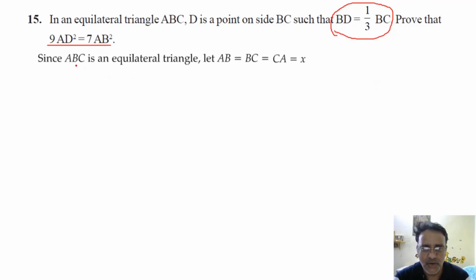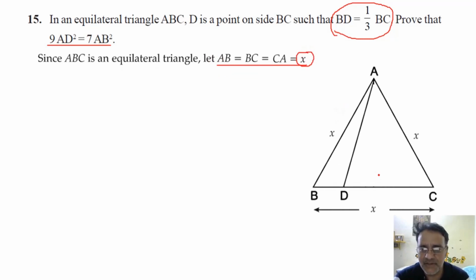So we know that in an equilateral triangle all the 3 sides are equal. So all 3 sides we are going to take x. Okay. So this is the rough figure, x, x, x, and D is the point such that BD is 1/3 of BC. And we took all 3 sides equal to x. So BD will be x by 3. This is clear?